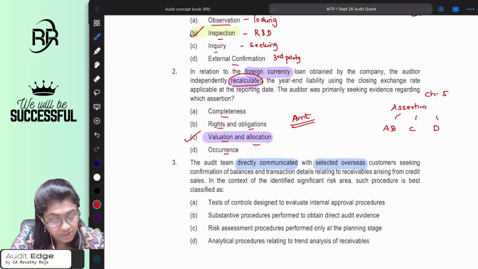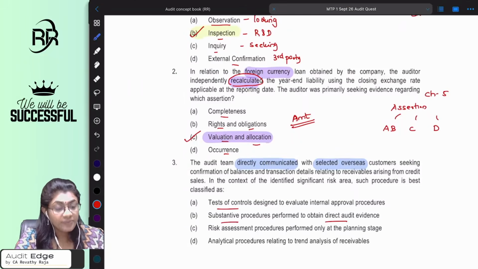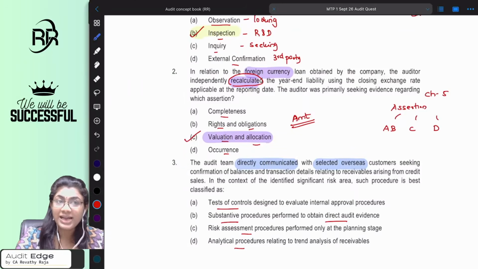Now, what procedure is this? Is it test of controls? Is it substantive procedure to obtain the audit evidence directly? Is it risk assessment procedures which is performed, or is it analytical procedure which is done as a trend analysis of receivables? Which is the correct answer?